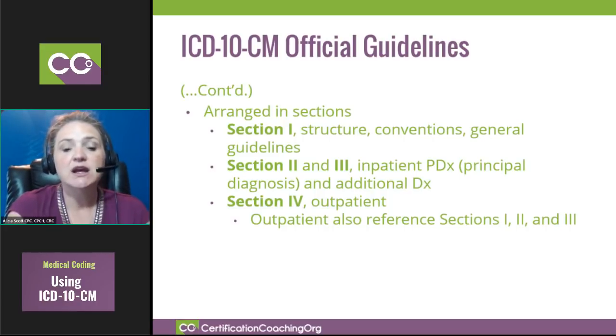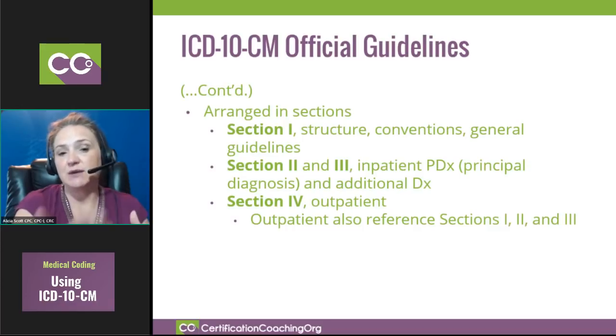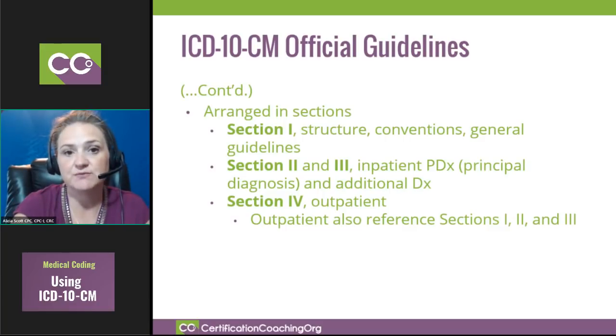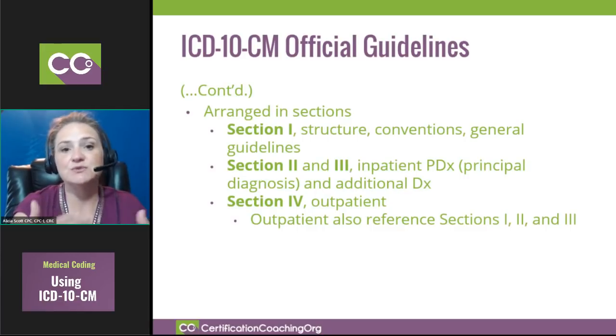So section 1 is divided up to tell you about the structure, the conventions, and the general guidelines. That's where the guidelines themselves that we're going to follow, that tells you, like I mentioned before, what to code first and what to code second. When you code one code versus another code, or the guideline that tells you for diabetes, if they don't tell you what type of diabetes that your patient has, type 1 or type 2, what do you default to? You default to type 2, and the guideline directs you to do that. So it's the rules, the regulations that you follow in applying the codes that you've looked at.